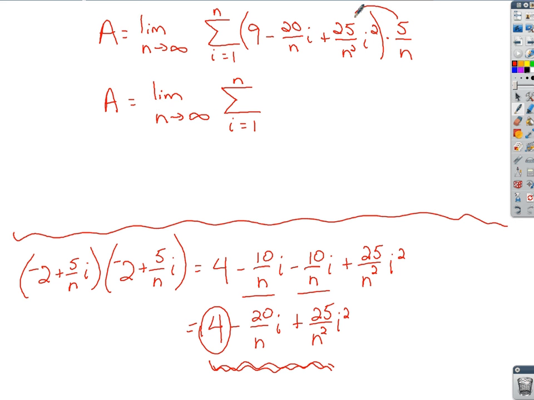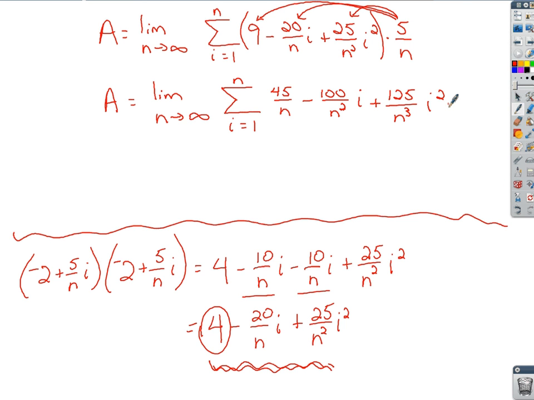As I multiply this through, multiplying to the 9 in front, I would have 45 over n. Multiplying to the negative 20 over ni, I would have negative 100 over n squared, because it's n times n, and then that i. Now as I distribute to this 25 over n squared i squared, I'd have 5 times 25, which would be 125 over n times n squared, which would be n cubed, and then i squared.